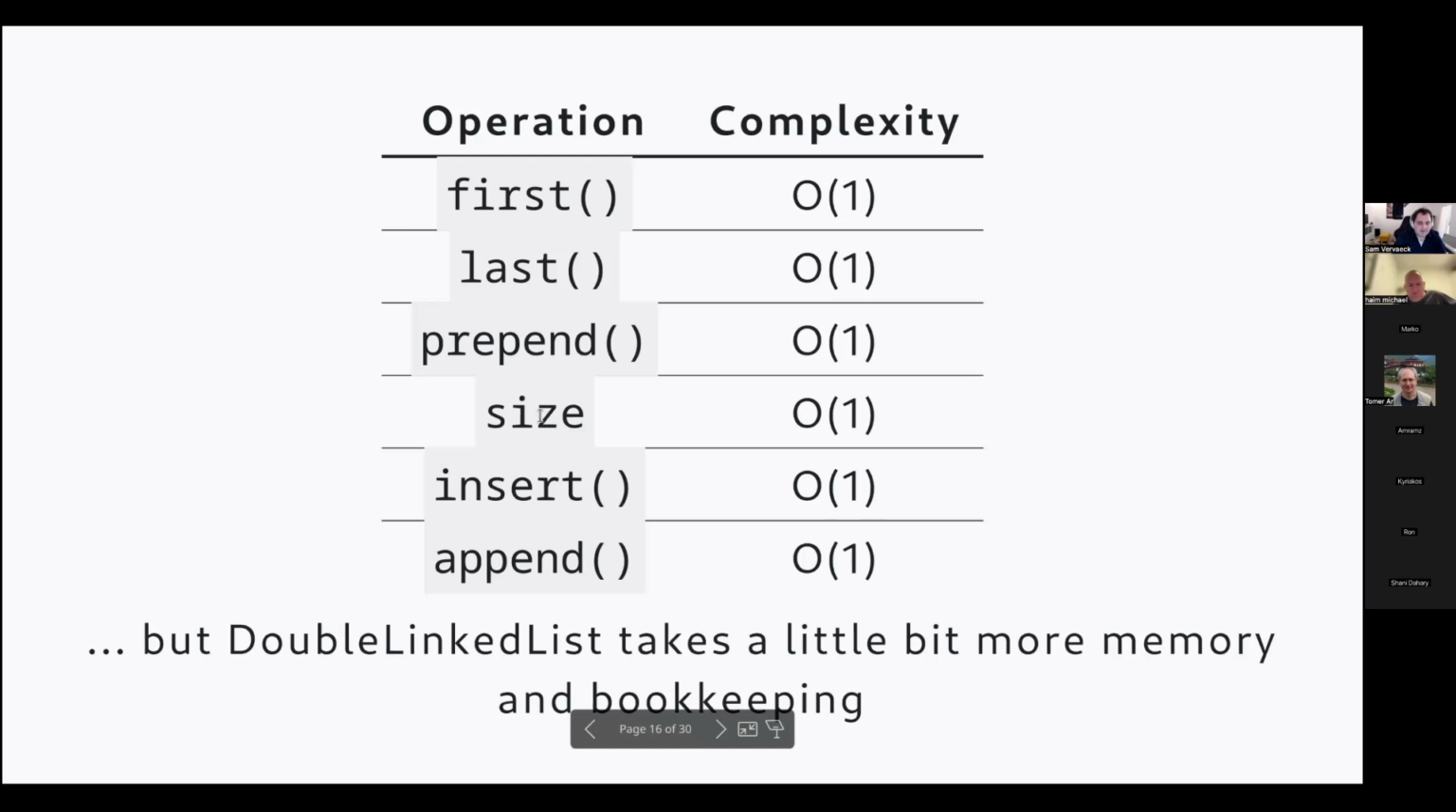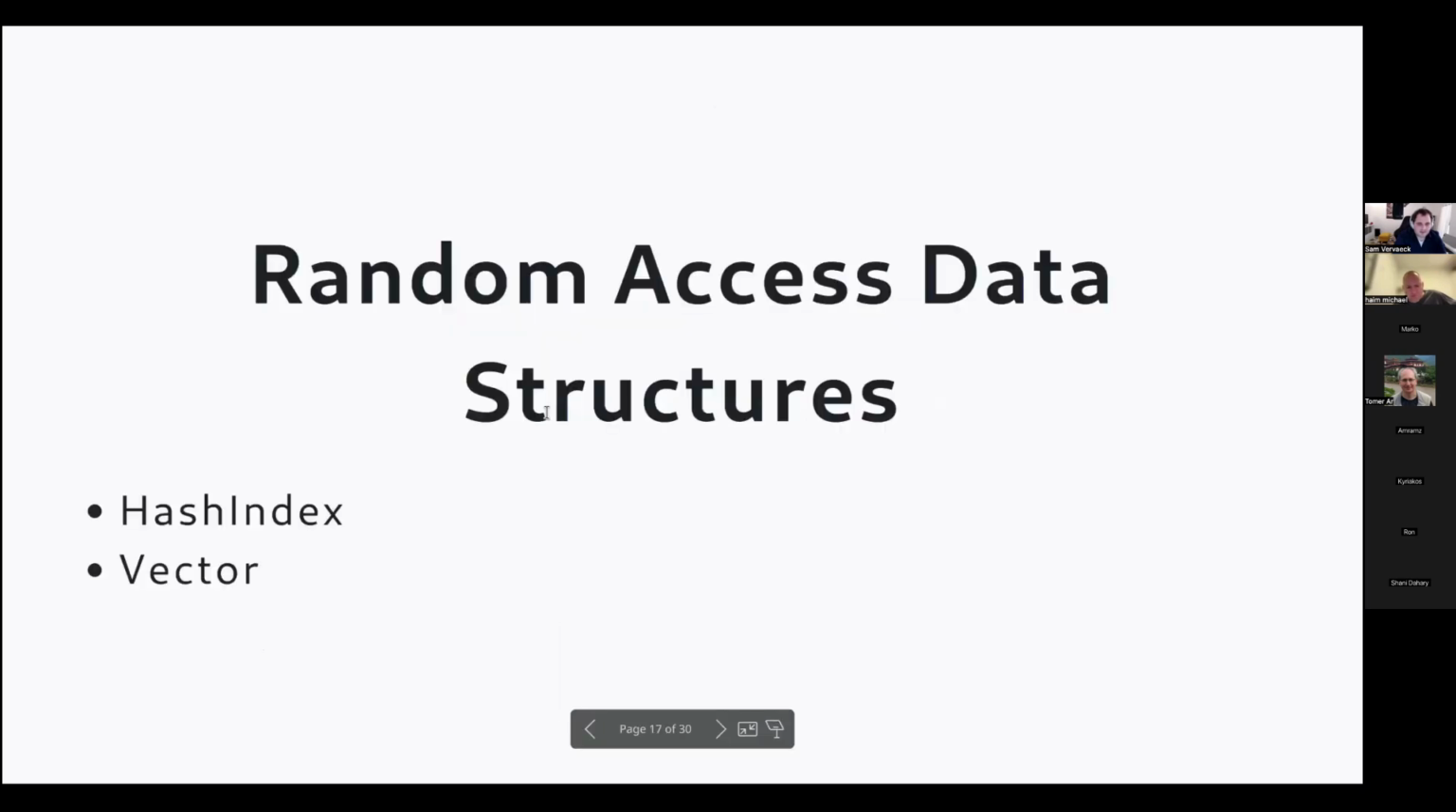And then you have the random access data structures, hash index and vector. I won't talk too much about them because hash index is basically an object or a map. So it's almost the same thing, a bit of a prettier interface. It's a bit more elegant to use than JavaScript maps. But that's all there is to it.